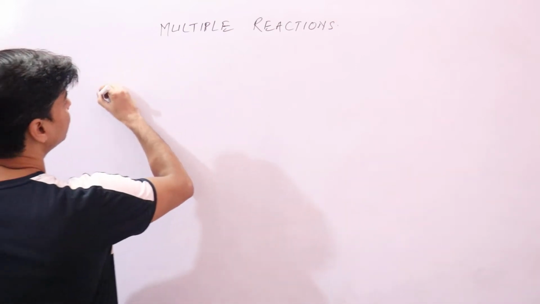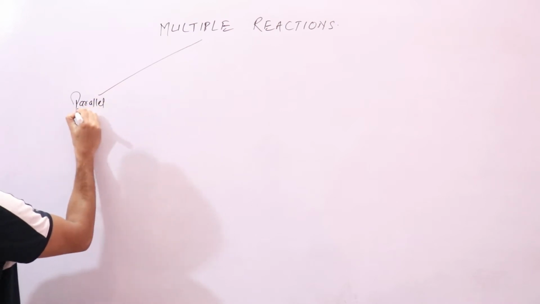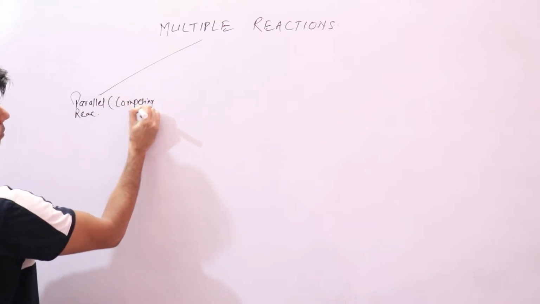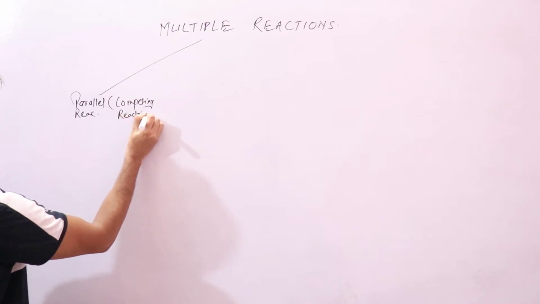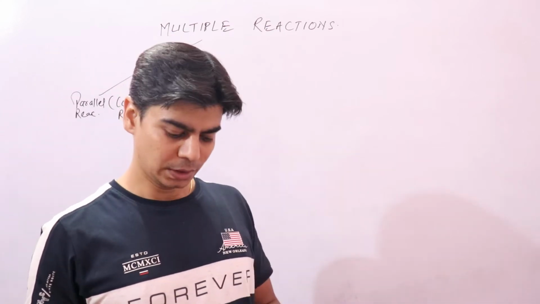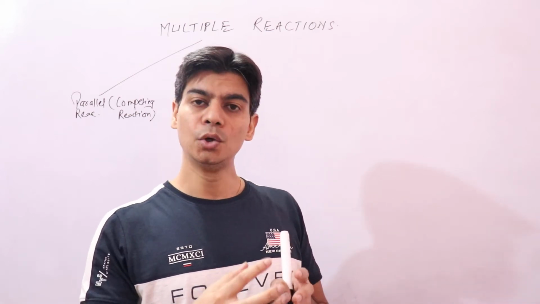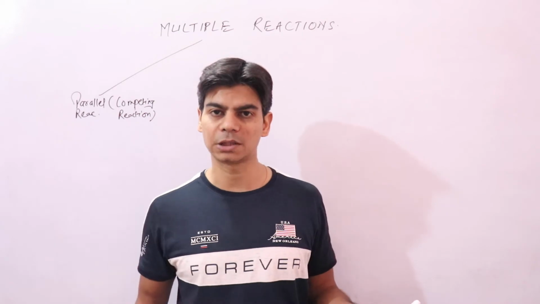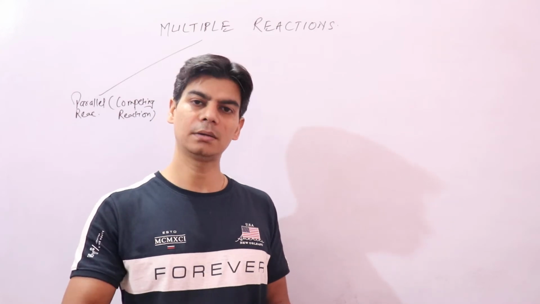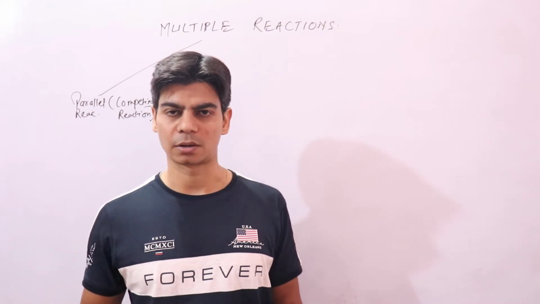So the first type of multiple reaction is the parallel reaction. Parallel reactions we also call competing reactions. Now what are these parallel reactions? In a parallel reaction, the reactant is consumed via two different reaction pathways. What we mean by this is that a reactant, in addition to forming a desired product, will also start forming an undesired product.